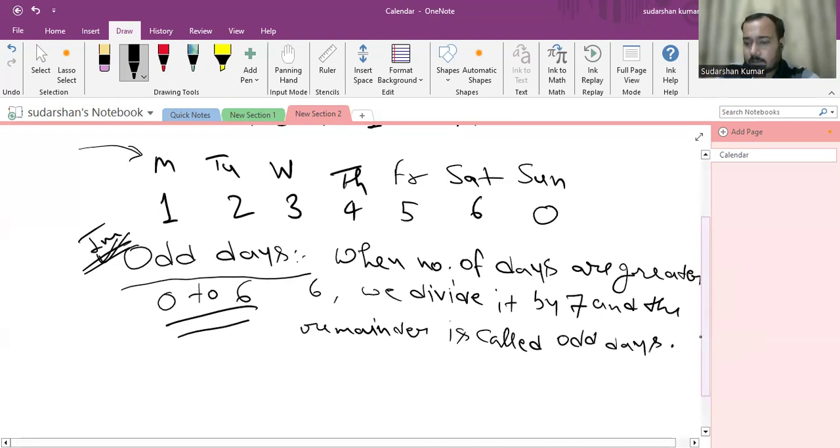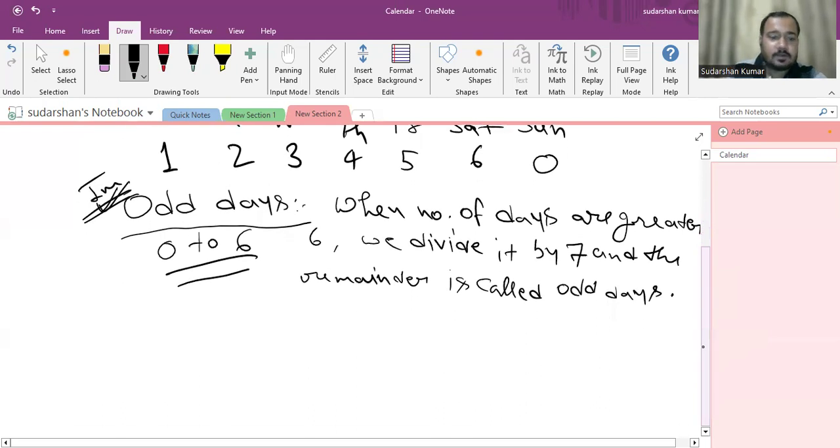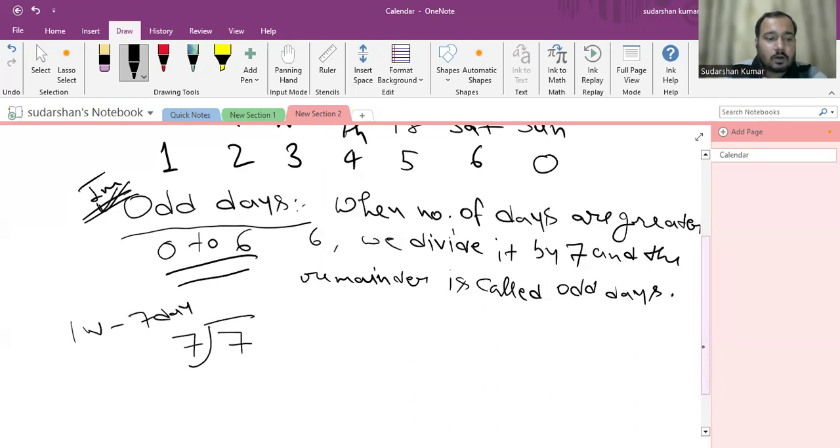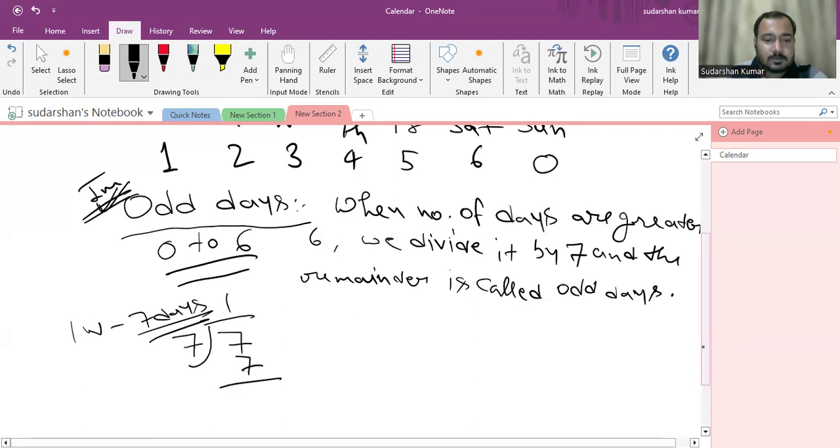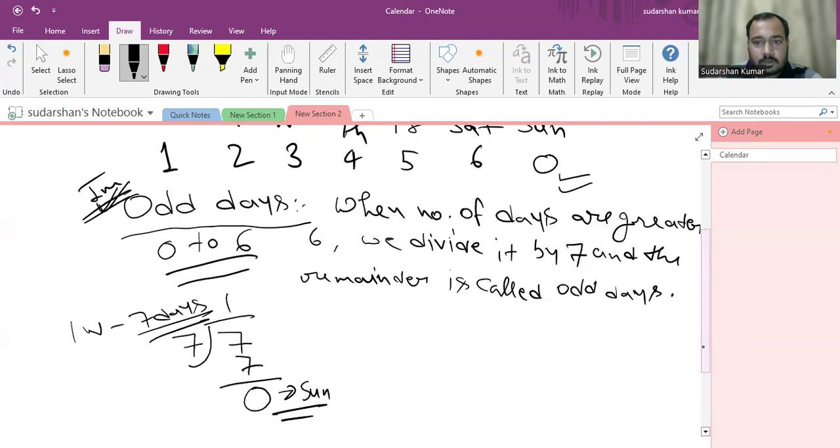As we know, if we give Sunday as 7, so 7 means more than 6. We divide it by 7. Why do we divide it by 7? Because in 1 week there are 7 days. So how many weeks were completed in these 7 days? There is 1 week that is completed. So we have remainder 0. This 0 is called Sunday. So in 7, we get remainder 0, and that is the odd day. Hence, the odd day for Sunday is 0.